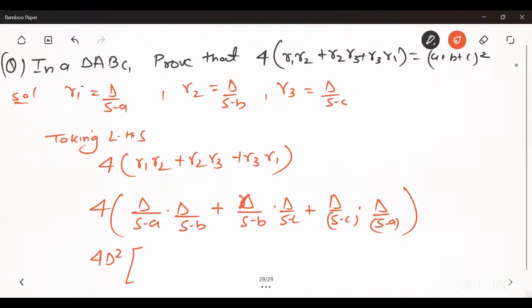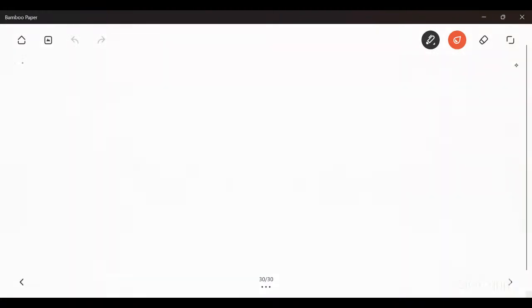So you will get 1 upon (S minus A)(S minus B) plus 1 upon (S minus B)(S minus C) plus 1 upon (S minus C)(S minus A). So those are the values of the LHS: 4 delta square times [1 upon (S minus A)(S minus B) plus 1 upon (S minus B)(S minus C) plus 1 upon (S minus C)(S minus A)]. Now on the next page, I am writing this part once again.